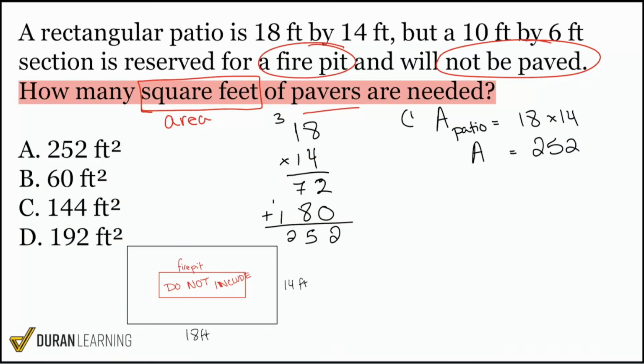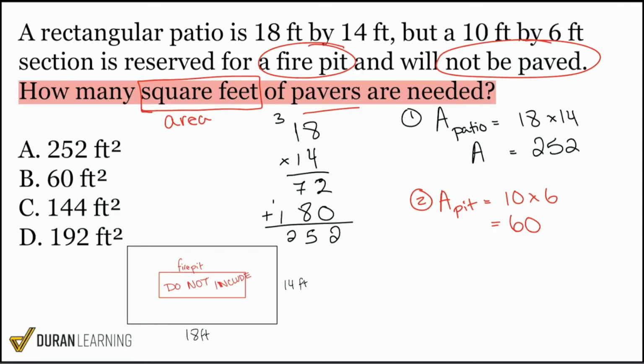That was step 1. Now step 2: we'll find the area of the fire pit, because once we have it, we'll subtract it, since it's not supposed to be included. So the area of the pit is going to be 10 times 6, which is pretty straightforward. It's just going to be 60.